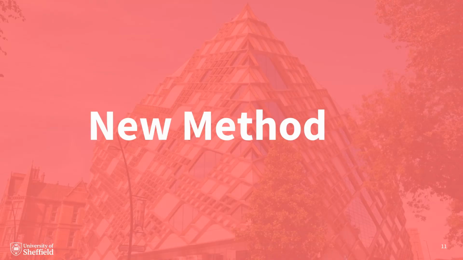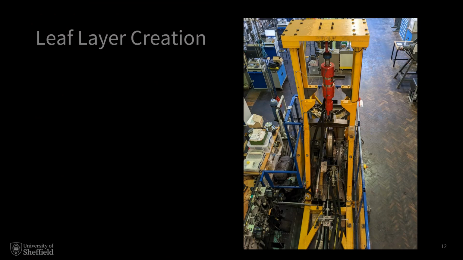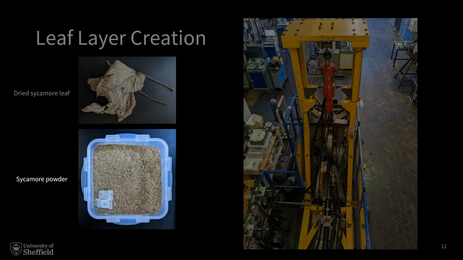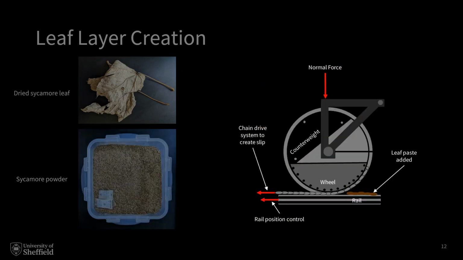So the new method that we've created was first tested in the lab on a linear full-scale rig, University of Sheffield, pictured here. The material used was dried leaf layers, so sycamore collected from our local park, dried, and then blended and sieved into this powder. And we use the powder to make a paste with water in a 1:4 powder to water ratio, and then it's applied to the rig.